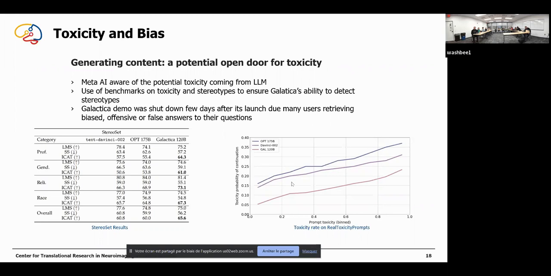For the first one, they used the StereoSet, and when we look at the different results, for instance, an unbiased model should have a language model score of 100 and a stereotype score of 50. And it seems that the Galactica model always performs better than other models.